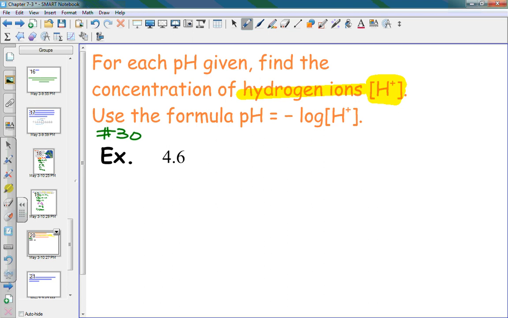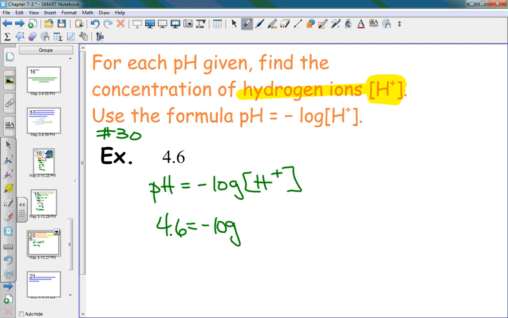The directions say for each pH given. So where does 4.6 go? Where the pH is. So if I have this formula, what am I solving for here? I am solving for... 4.6 goes in for the pH. The negative log stays. What I'm solving for is this lovely little H+. In other words, I need to find that all by its lonesome.